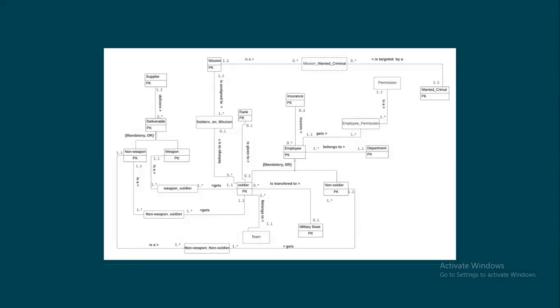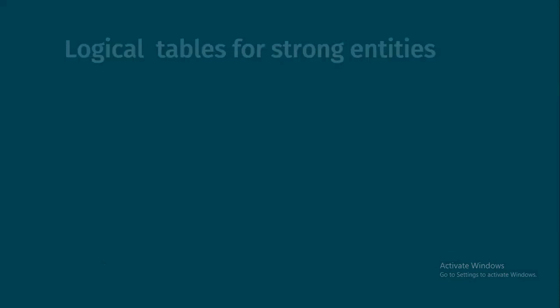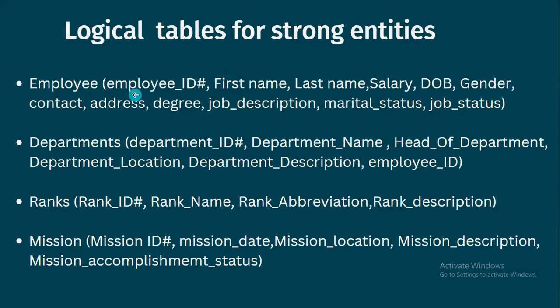From the mission, you can also see that there is another table called wanted criminals. A mission can target wanted criminals, but not all the missions are about wanted criminals. So you can also see that there is a decomposition resulting from the mission to the wanted criminals, which is mission wanted criminals. So these are my logical tables for strong entities. I have employee, department, ranks, and mission.